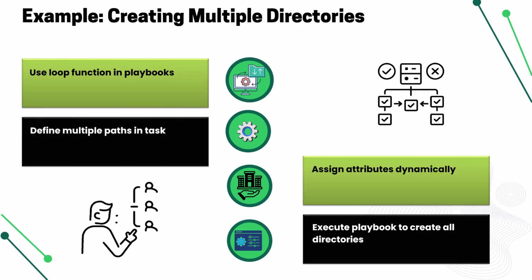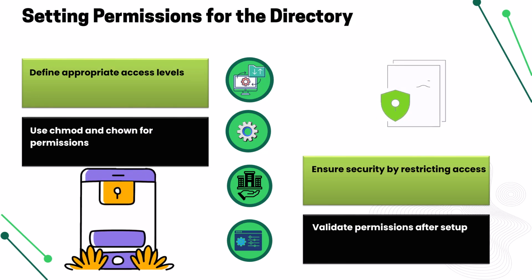Why stop at one directory when you can automate many? Using loops in Ansible, we define multiple paths, set attributes dynamically, and execute the playbook to handle everything at once. Efficiency at its best.